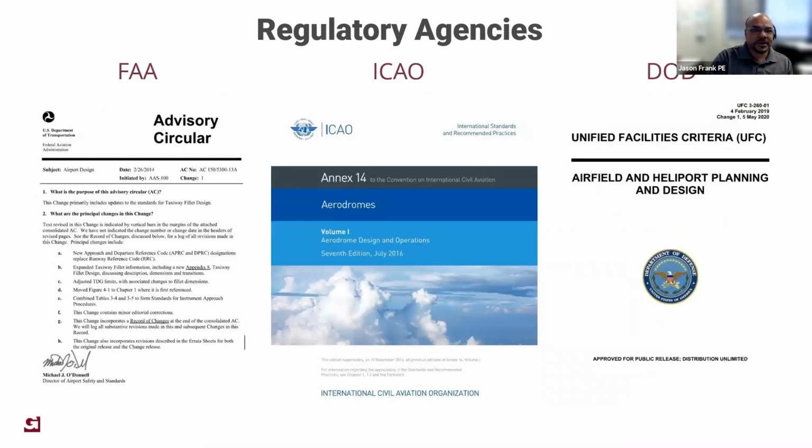Each one of these regulatory agencies has their own, what I like to call, Bibles. These are the go-to books where you need to start when it comes to airport design. FAA has what they call their advisory circulars, and their main Bible is the 5300-13. This is the basis of their design, and from there, everything else branches out. ICAO calls theirs the Annex 14, and as mentioned, the DoD has the Unified Facilities Criteria, the UFC, for airport and heliport planning and design.